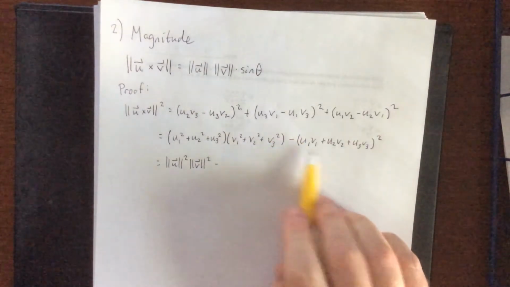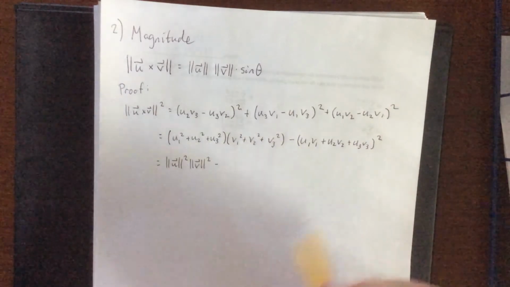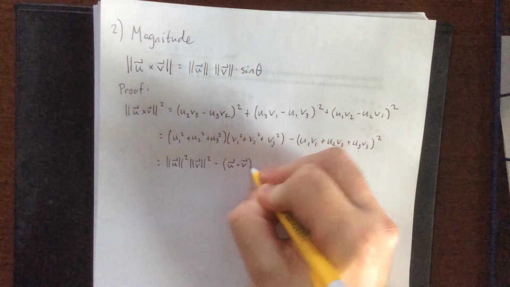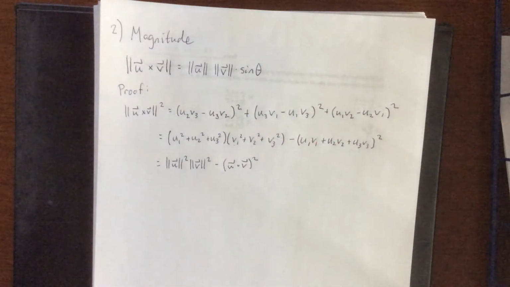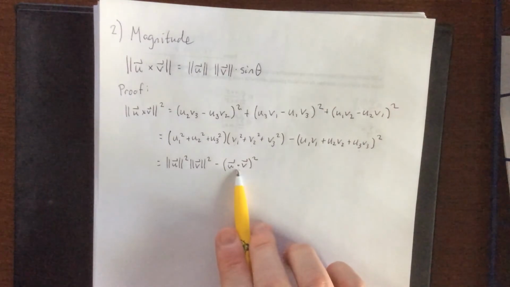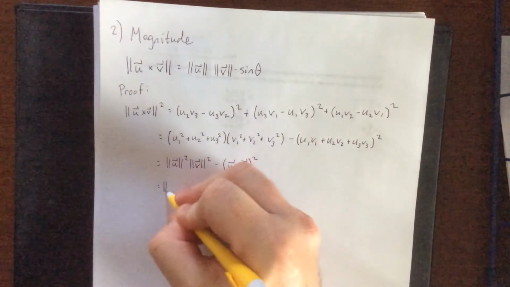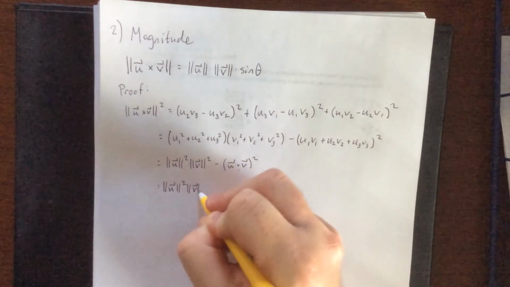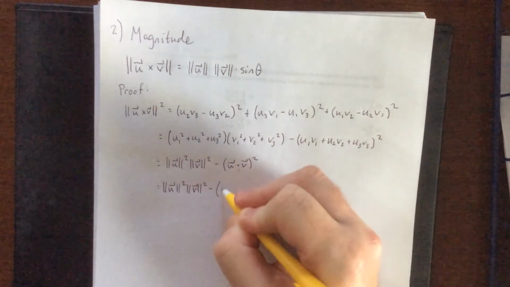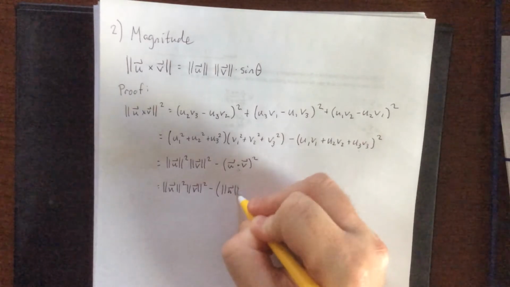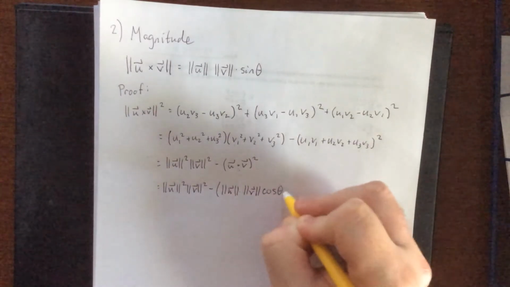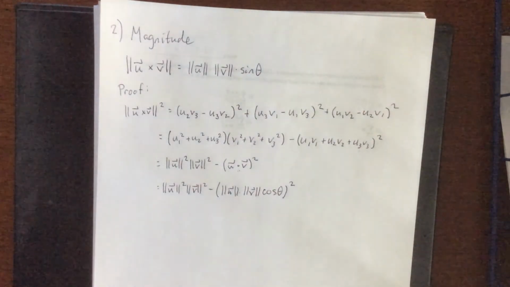You'll notice that u1 v1 plus u2 v2 plus u3 v3, well, that's the dot product of u and v, quantity squared. Now the reason that this is significant is because we have a special formula for this. So this is magnitude of u squared, magnitude of v squared. And the formula that we have for this is the magnitude of u times the magnitude of v times the cosine of the angle in between them. That whole thing is being squared.